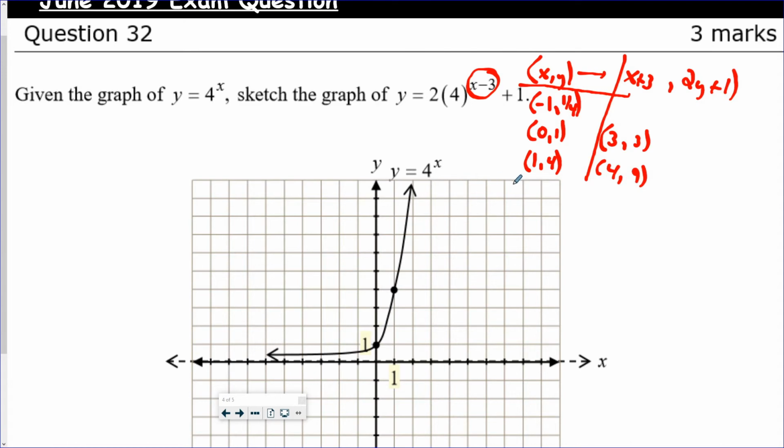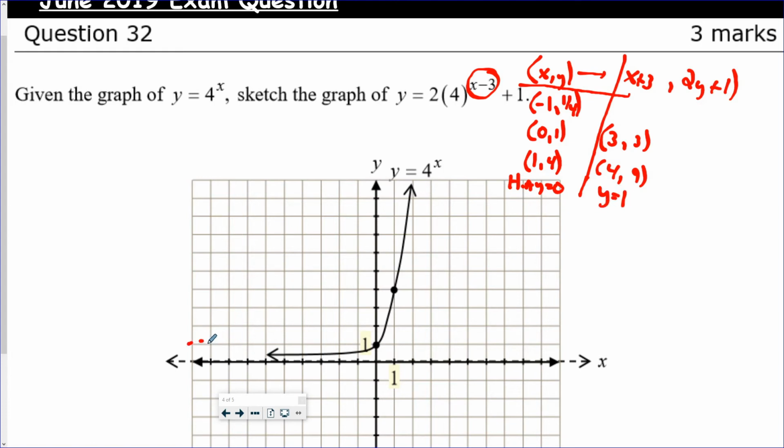We also need to consider the horizontal asymptote. So we got our horizontal asymptote y equals 0. And we got to do the transformation to it. So the x value doesn't matter, but the y values do because it's a horizontal asymptote. So 2 times 0 is 0, plus 1 gives me a new horizontal asymptote at y equals 1.